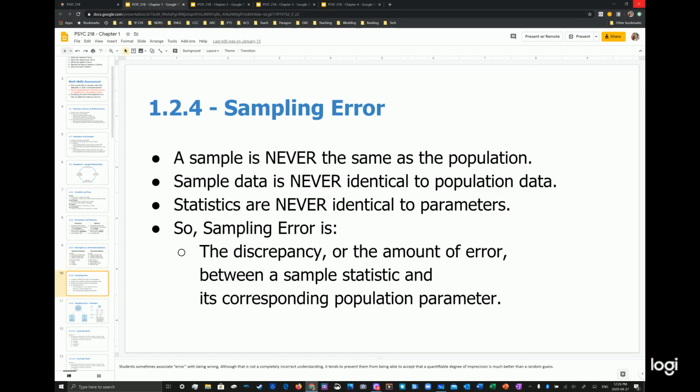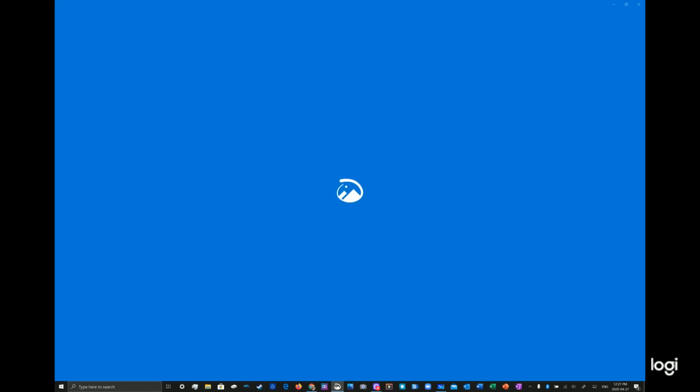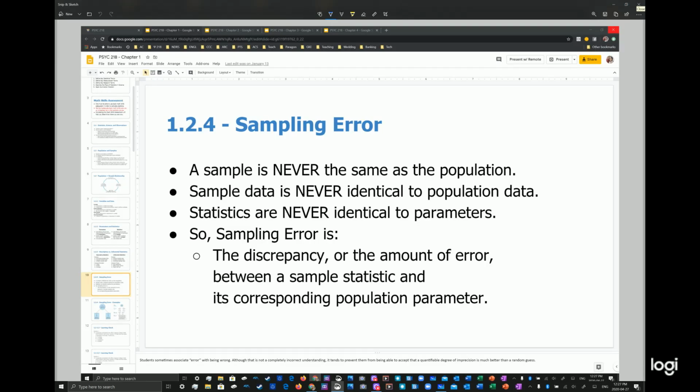So when we get a sample from a population, because we're not grabbing everybody, it will never be the same. The sample data will never be the same as the population data. If the population was, let's say, 100 people, and you only ask even 99, that's not 100. It's close to 100, but it's still 99. You can ask the 99 people 99 times or more, but it's still not the same as 100. So the scores will be different. That's the idea that a sample is never the same as the population.